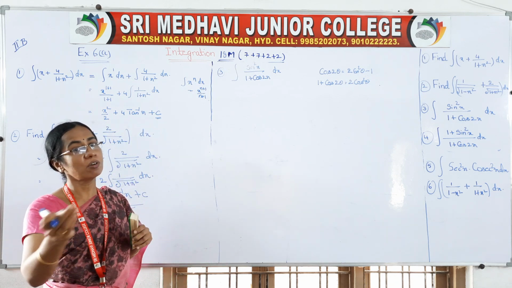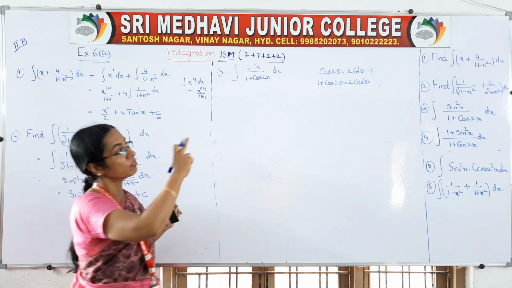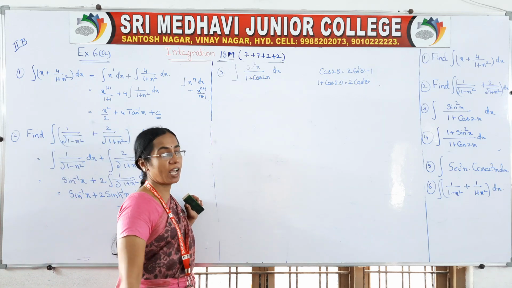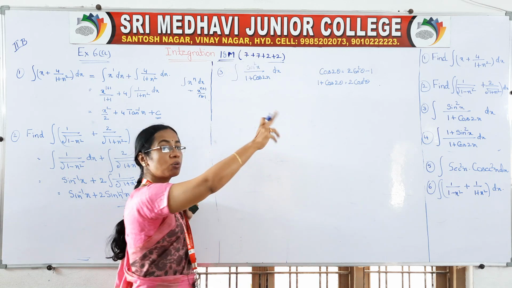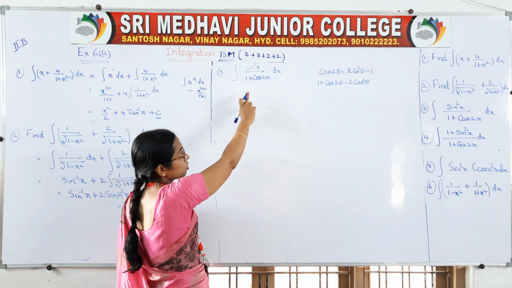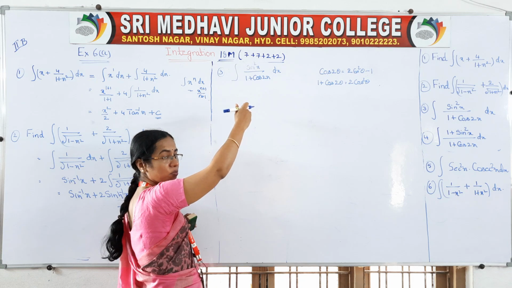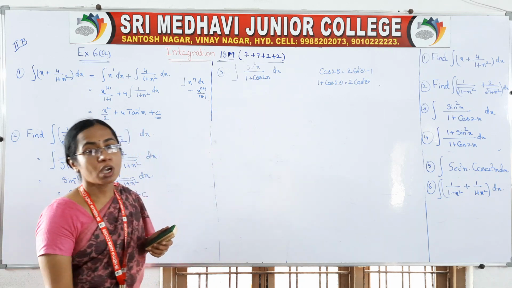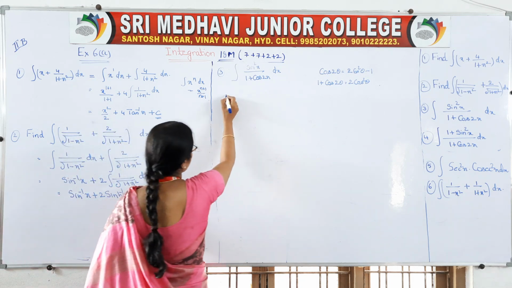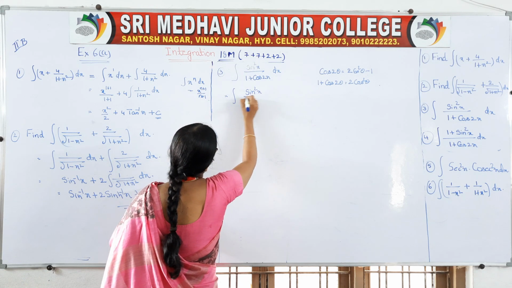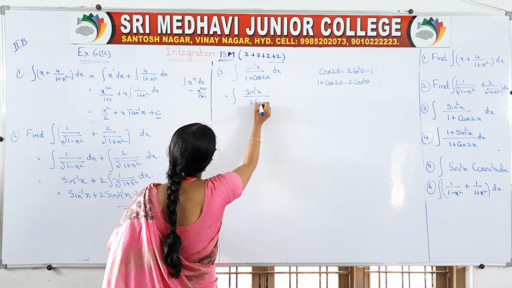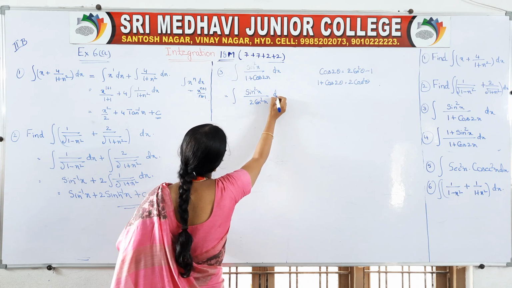Instead of theta, we can have any other value. So 1 plus cos 2 theta is always equal to 2 cos square theta. So 1 plus cos 2x, now the values are in terms of x, so it is 2 cos square x. So the integral is equal to sin square x by 2 cos square x dx.